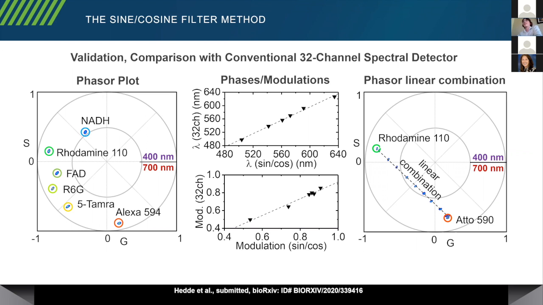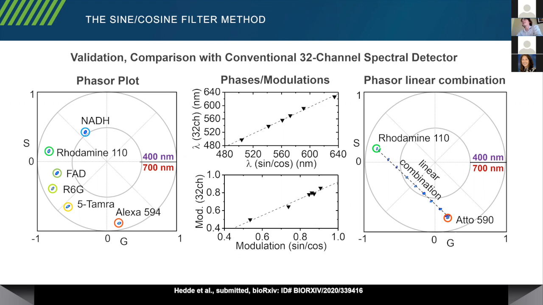So here, just to showcase that it works, we compared with a conventional 32-channel spectral detector, where the spectra were transformed in silico to the phasor plot. Here, different dyes, as an example, where they locate on the phasor plot, and then we compared the phase, so the center of mass of the emissions, the 32-channel against the sine cosine filters, and we see that there's very good agreement, and the same is true for the modulation. So for the distance here to the center of the phasor plot, it's in very good agreement.